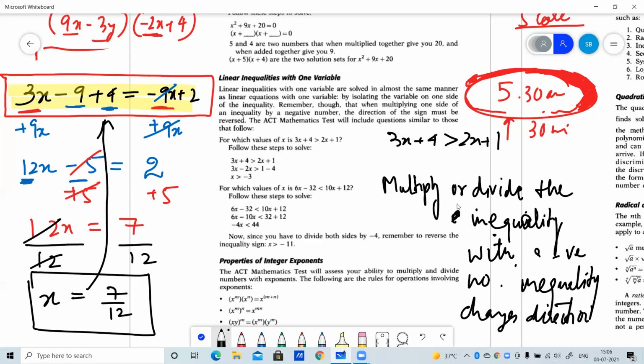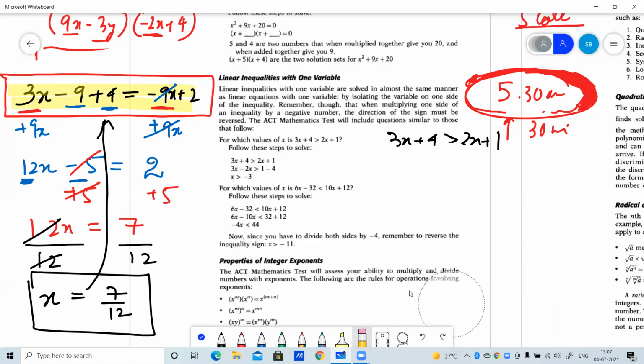So whenever you multiply or divide the inequality with a negative number, any negative number, the inequality will change direction. Greater than will become less than, and greater than or equal to will become less than or equal to. Whenever an inequality is multiplied with a negative number, the inequality will change direction, right? All right, so let us do this.